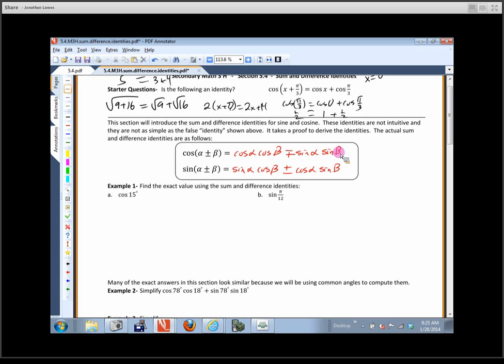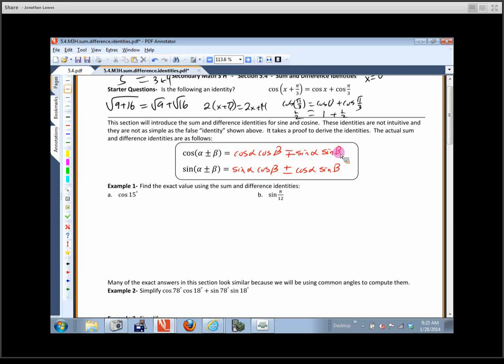Okay? These are called the sum and difference identities for sine and cosine. Okay? You'll see them on the test on Friday. You will see them on a test in 1060. You will see them on the final in 1060. I can almost guarantee it. Okay? All right. So here's how this works and why we'd want to know this.